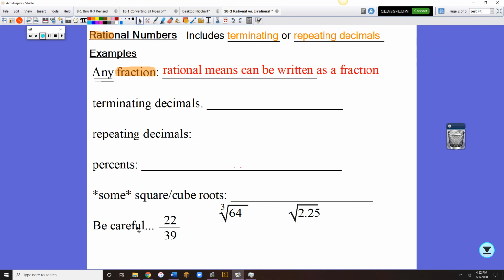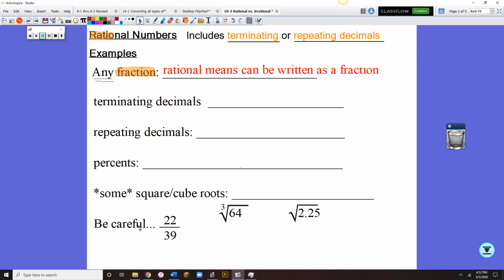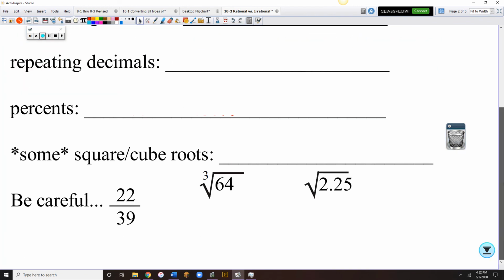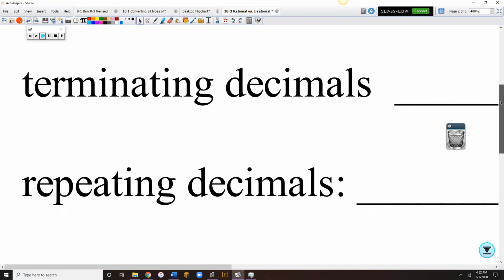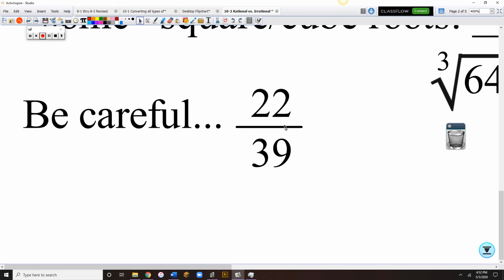All right, now here's why I say to be careful down here at the bottom. So if I could, we'll scroll down, and I'll zoom in. If I take a fraction like 22 over 39, without ever putting it in the calculator, just because it's a fraction, I already know it's rational. I don't even have to find out what the decimal is.